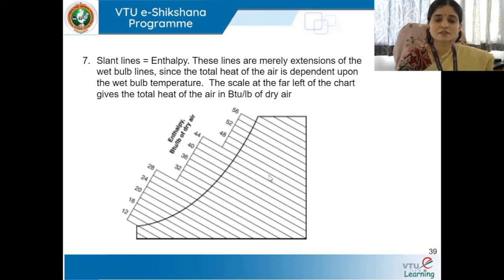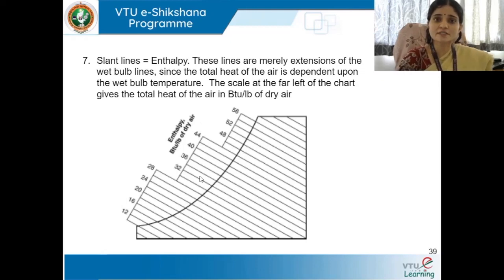Now this is the third set of slant lines, called enthalpy. These lines are merely extensions of the wet bulb lines, since the total heat of the air is dependent upon the wet bulb temperature. That is, dry air along with this moisture gives the enthalpy. The scale at the far left of the chart gives the total heat of the air in BTU per LB, British Thermal Unit per pound of dry air.